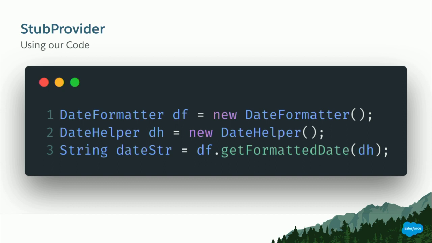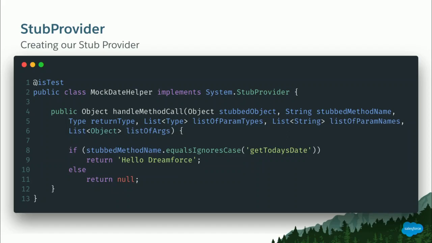This is called dependency injection. We're going to take our dependency we need for this method, and we're going to pass it in from another object. And here becomes the way we can actually start mocking things. In this stub provider, we're going to take our handle method call, and we're going to say, if the stubbed method name equals get today's date, we're going to return hello Dreamforce. Now notice it's not a date. It can be anything we want, because we know that this method is supposed to return a string. Okay?